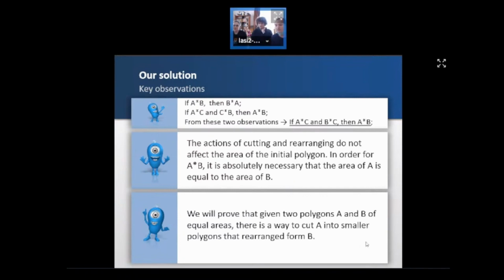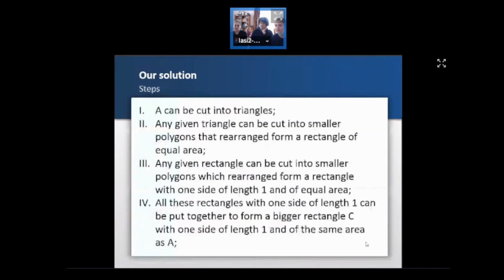The actions of cutting and rearranging do not affect the area of the initial polygon. So, in order for A to be able to be transformed into B, it is absolutely necessary that the area of A is equal to the area of B. We will prove, therefore, that given two polygons A and B of equal areas, there is a way to cut A into smaller polygons that rearrange to form B.